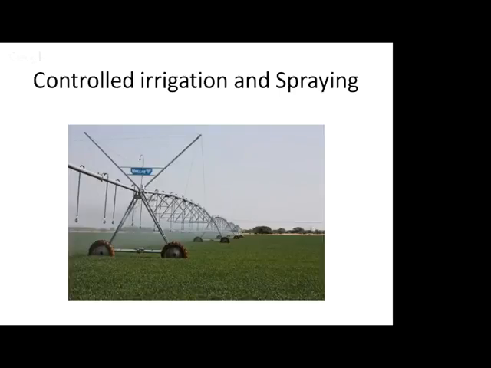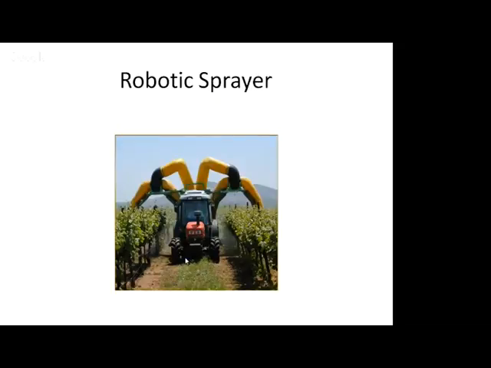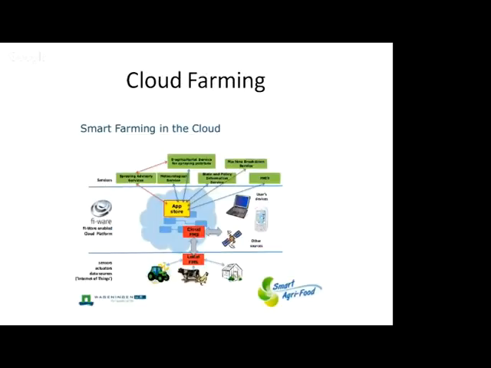Controlled irrigation and spraying, you can see how they're doing it. It is all automation and embedded systems inside it. And you see these big robots, robotic sprayers that they're using. These technologies are being used. And you see the cloud farming. The cloud has already entered farming. There is a store, there is a local SMS, cloud FMS. All these networks are connected together.